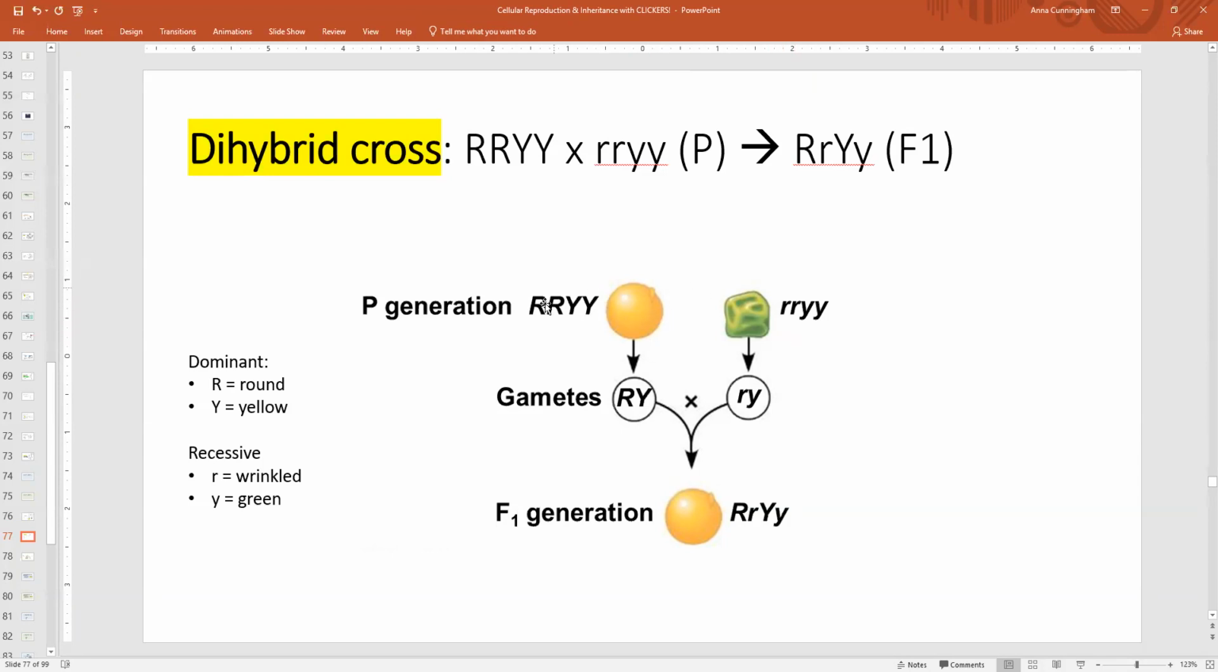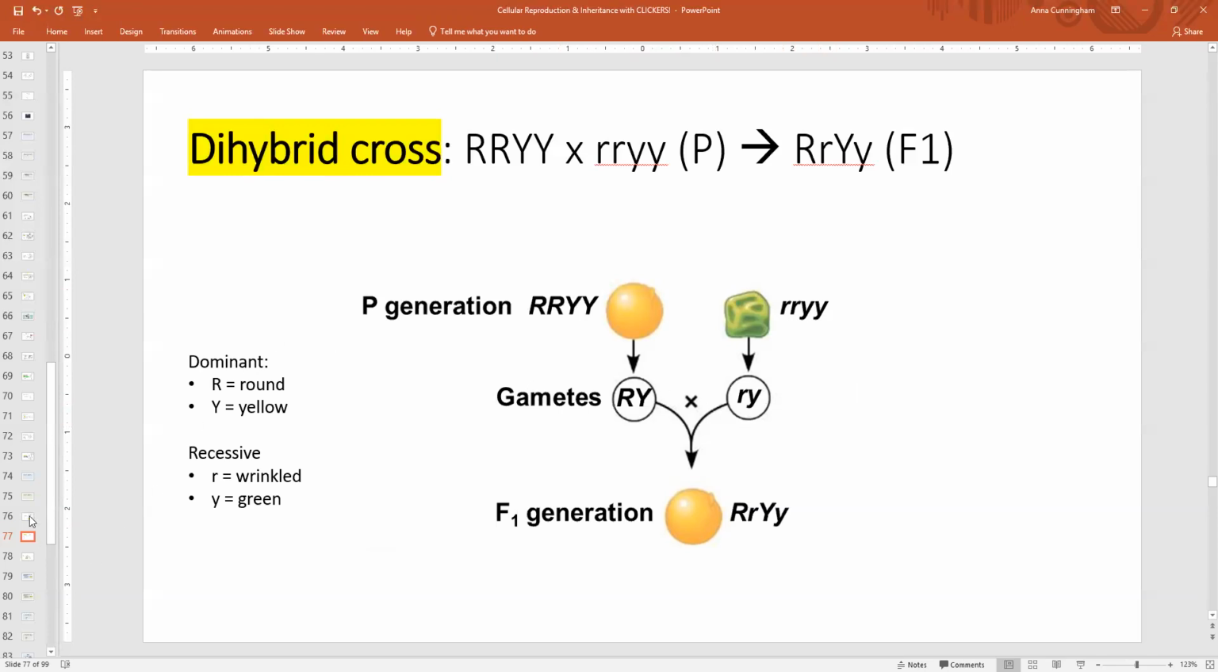So round and wrinkled would be two different traits, but since both of those are dominant traits, this would be an example of a P that is basically homozygous dominant for both of these traits. And then green and wrinkled, because we know both of those are recessive traits, if we had a homozygous recessive for both of those traits, it would be green and wrinkled, shown here. So that's why we know that this is the genotype for this phenotype, and this is the genotype for this true breeding phenotype.